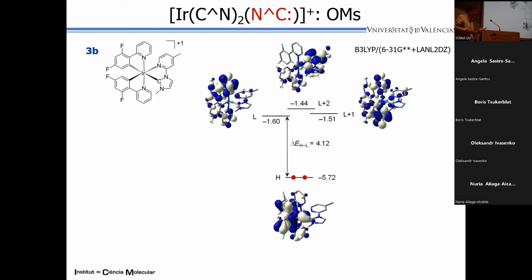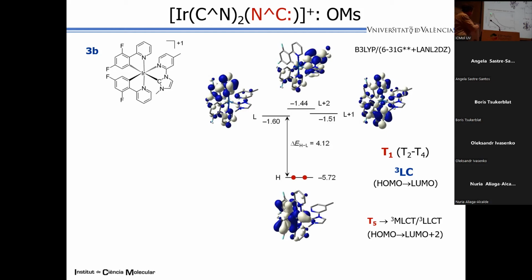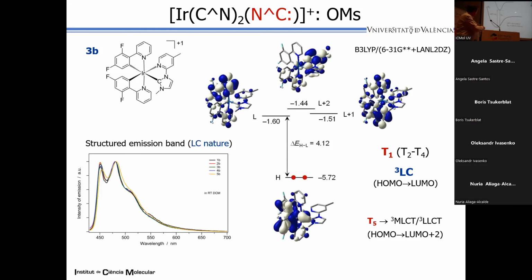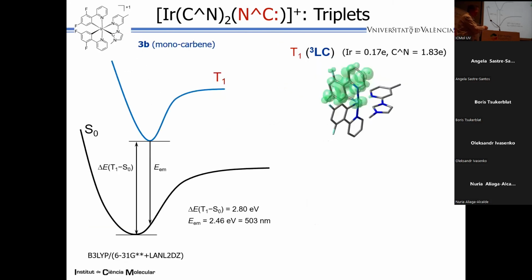That means that now the emitting state, the lowest energy triplet state, is a ligand-centered state. And that is the reason you obtain that structured emission band. For a charge transfer state, you have a broad band, and for a ligand-centered state, you have this structured band. And if you optimize the lowest state, you can see here that the unpaired electrons are mainly localized on one of the main ligands.